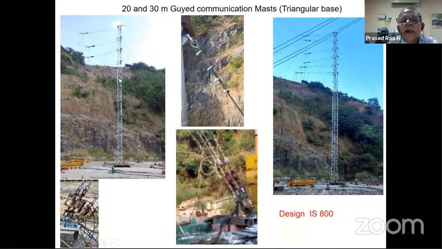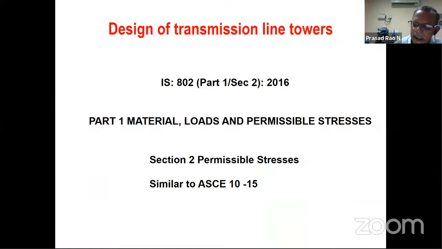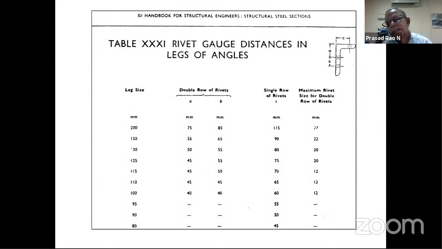Now we will see the design part of the transmission line towers, IS 802 2016. So I will talk about basic things. Angle section: 100% in transmission towers, steel angle sections are used. We have 3 grades of steel angle sections. Mild steel. Previously, mild steel was used.